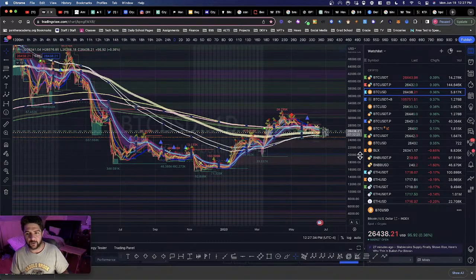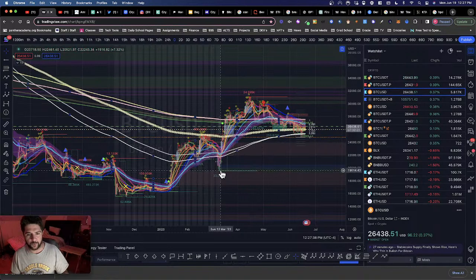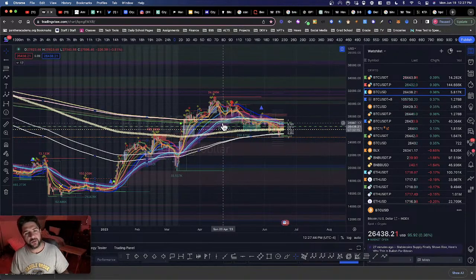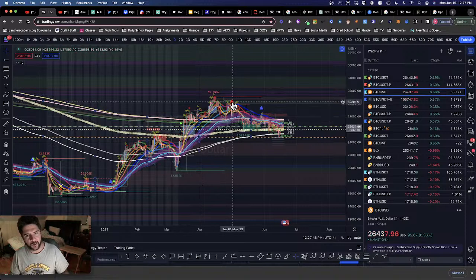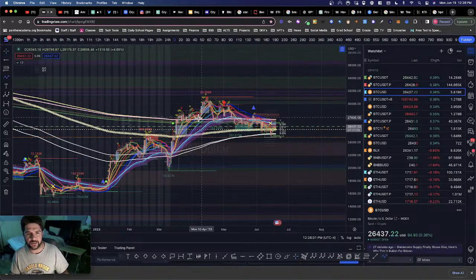So what do you get? People were greedy down here. They longed the hell out of it. Did they pay themselves? No. So I have to hit the stops. Long stops are here. Come up, hit the shorts. Come down, hit the longs. Come back up, hit the shorts. Come down, hit the longs. I have to come back up and hit the shorts. And that's all it's going to do, this behavior.